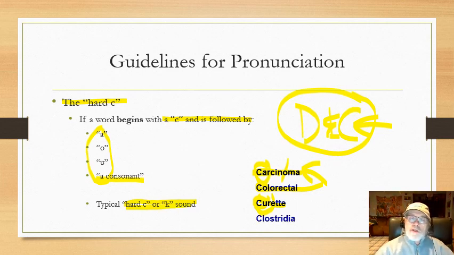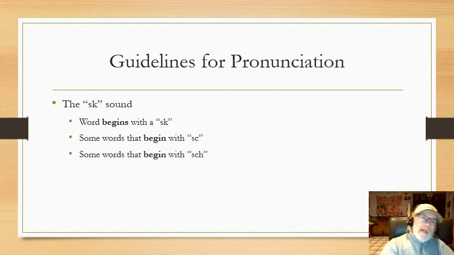Clostridia. Here's a C followed by a consonant. Clostridia is basically gangrene. Gangrene is a Clostridia. C. difficile is a Clostridia. So there are a number of these. It's a bacteria that can be significant and very difficult to treat. These are all real difficult bugs to kill. But here's a C followed by a consonant, so it's a hard C or K sound. Clostridia.